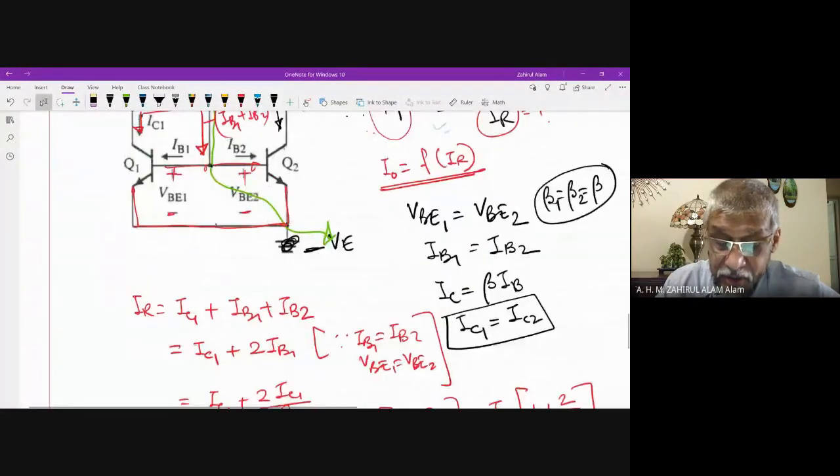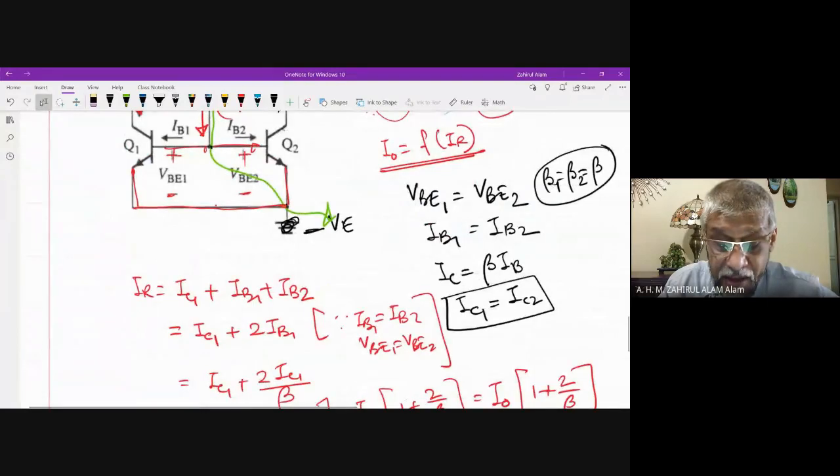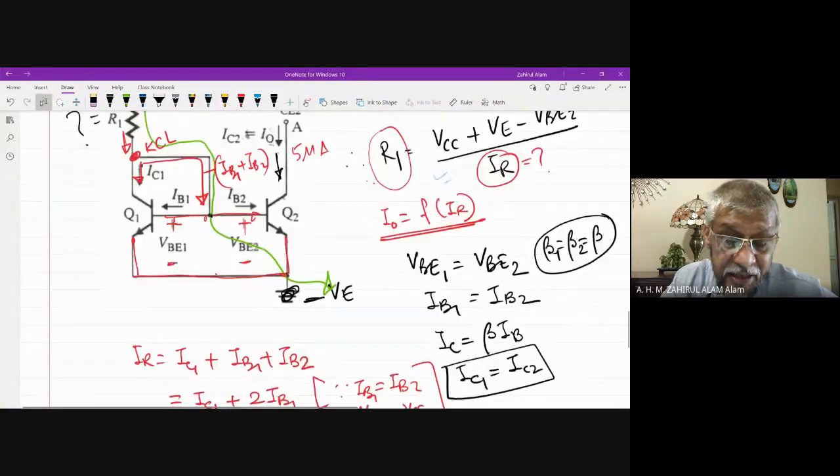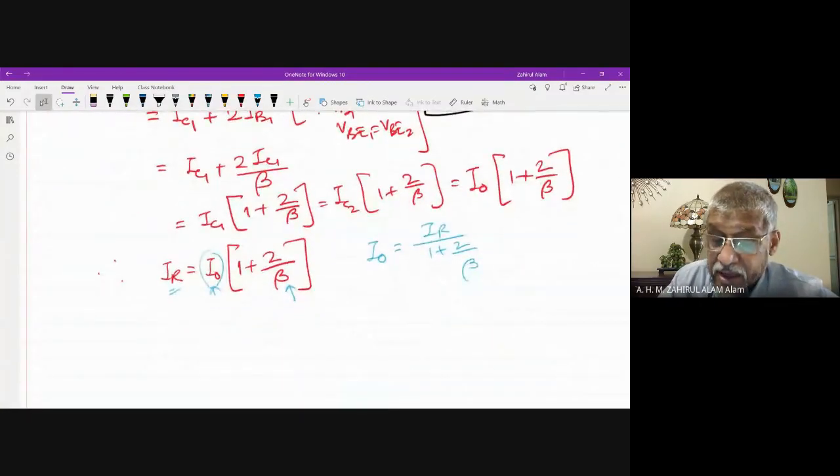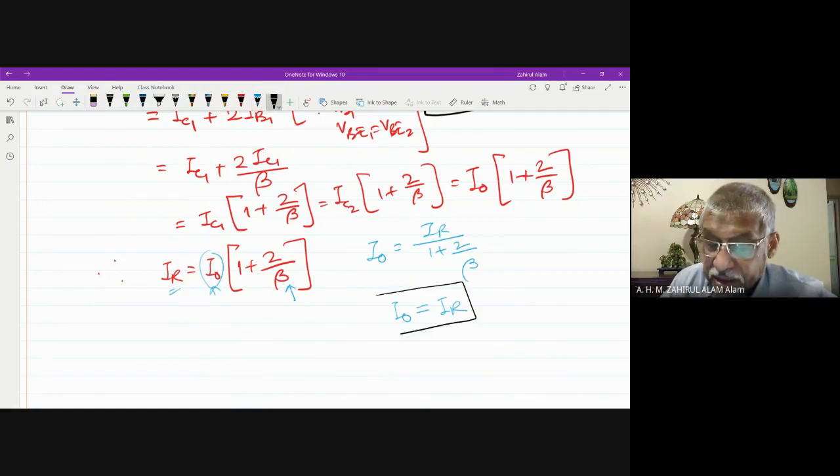So now we know how we derive this. We derive it based on KCL, and we found this one. But for the current mirror, the output is supposed to equal IR. This configuration shows that I naught is not equal to IR.